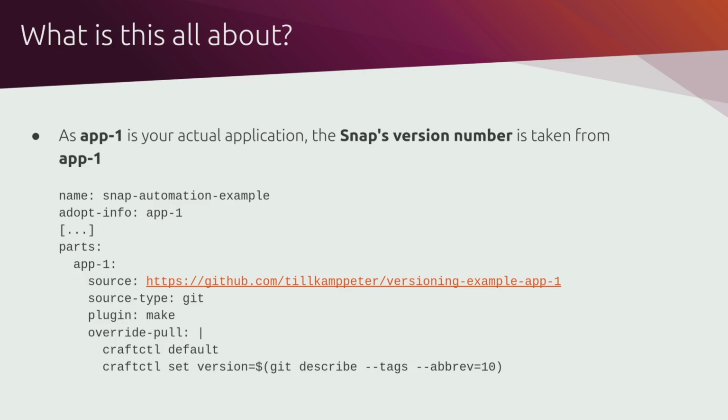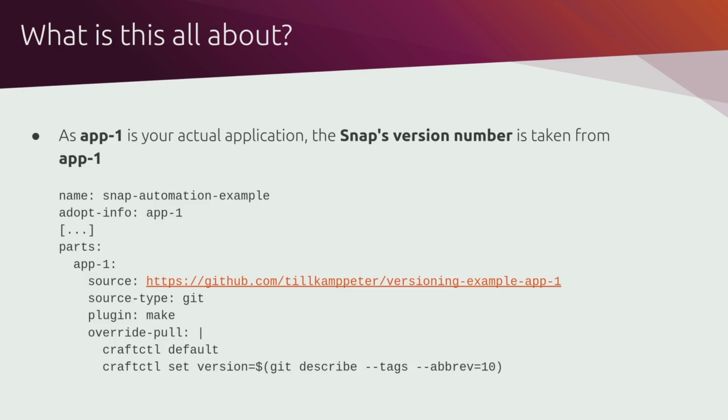And we have here app 1, we download it from Git, and we use the plugin make, as when you look into the repository of app 1, it has a ready-made make file, no configure or so. And we have this override pull here. This means when downloading it, we use a custom action and not just download it as the first lines describe it. At first, we download it like described by the first lines, via craftctl default. This does the default action. And then we add one action.